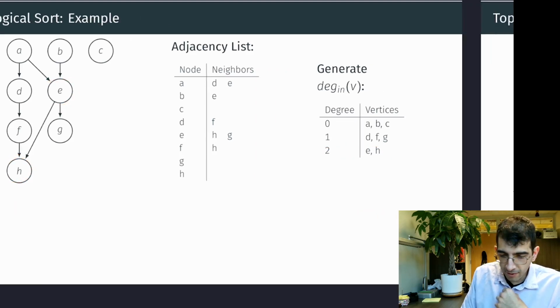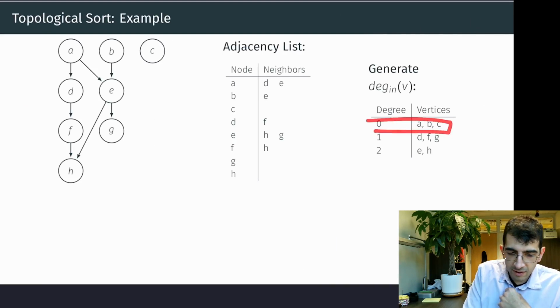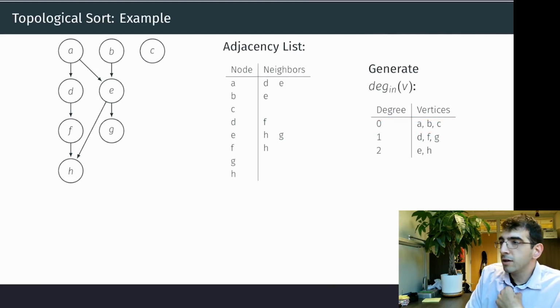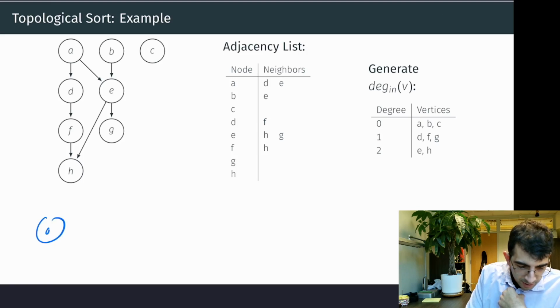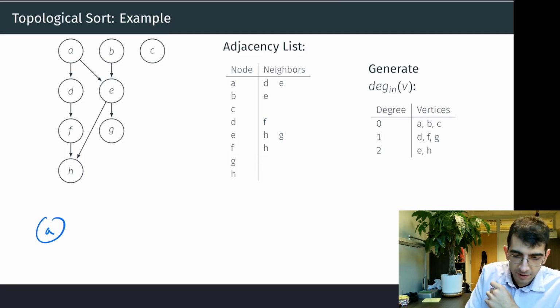So what do we do now? We simply go to all the vertices with in-degree of 0, and we add them to our topological ordering: A, B, C. And as we're adding them, I did that too fast. We first add the vertices that have 0 in-degree. So we add A to the topological ordering.